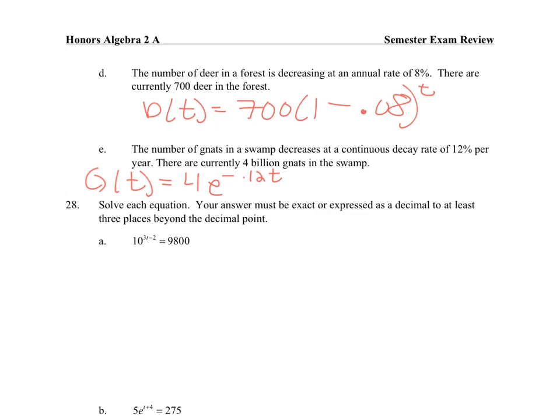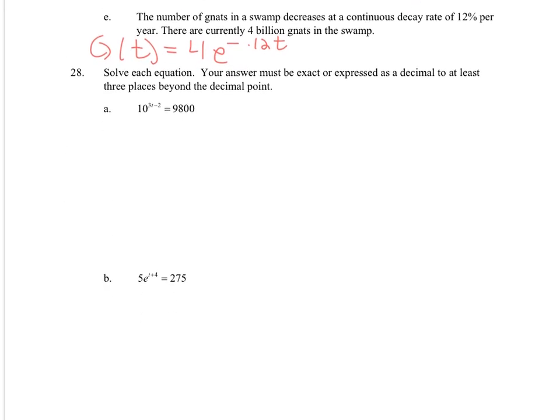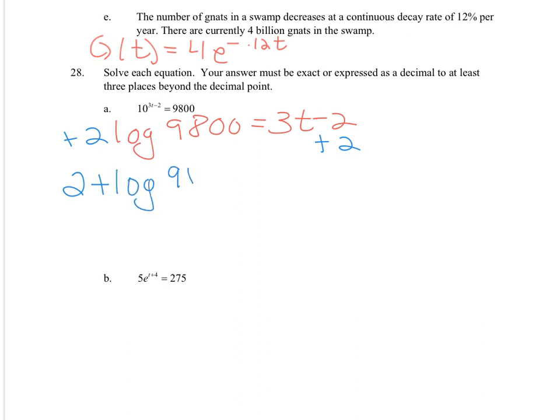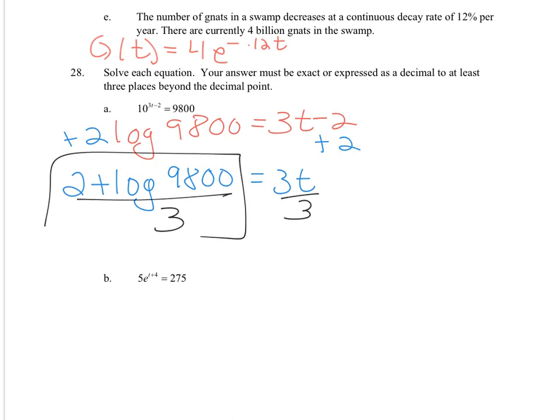Okay, so now for 28, solving. Your answer must be exact or expressed to a decimal at least 3 decimal places. I'm going to leave mine exact because I don't have a calculator on this screen recorder. To start, I'm going to change it to a log. Then we're going to add 2 to both sides. And then divide by 3. So this is your exact answer.